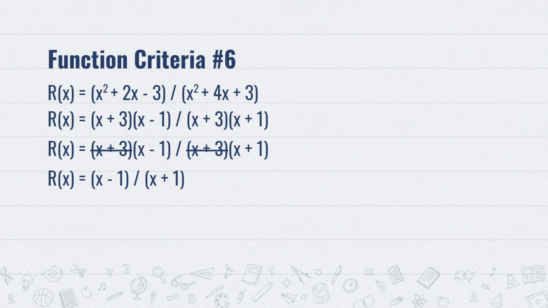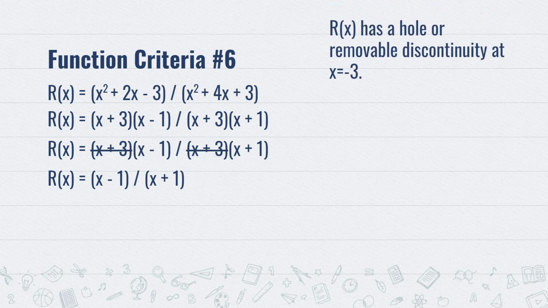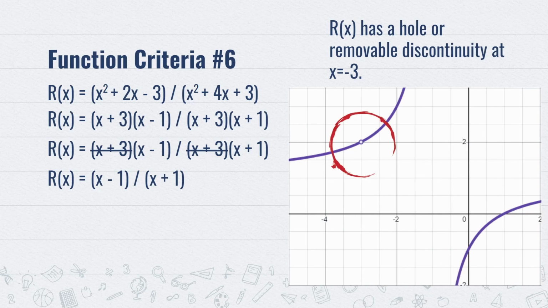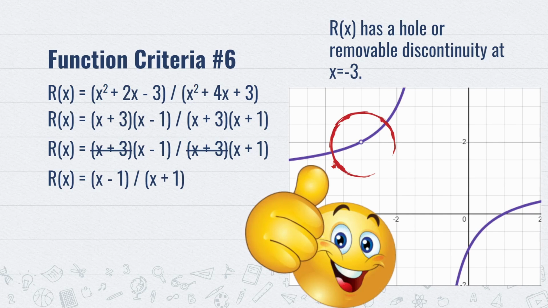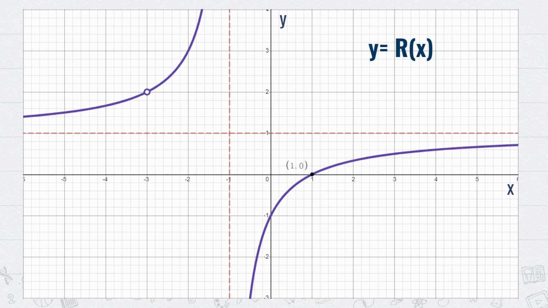And the sixth and final criteria, it has to have one removable discontinuity. Well, if you factor out my sweet baby r of x, you can see that there are two values that make the function undefined. x equals negative 1 and x equals negative 3. Well, you can cancel x equals negative 3 from the top and bottom, and thus it is a removable discontinuity. Here's a graph showing the hole, aka removable discontinuity.